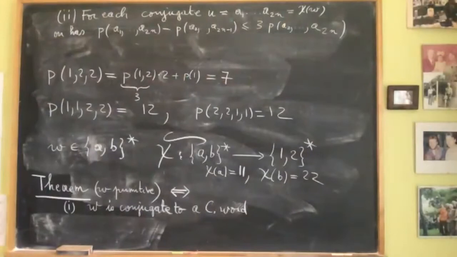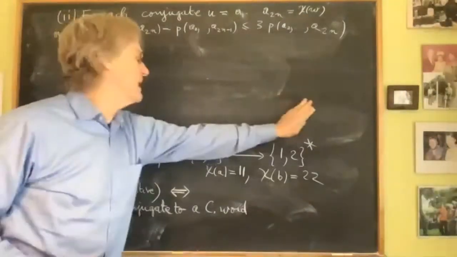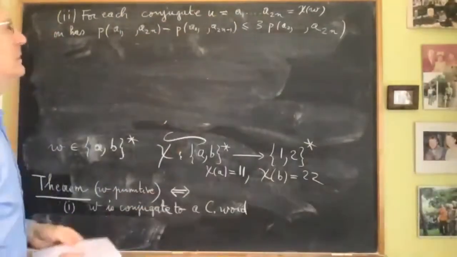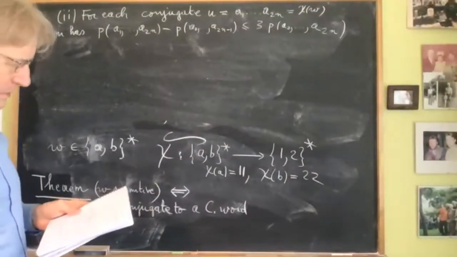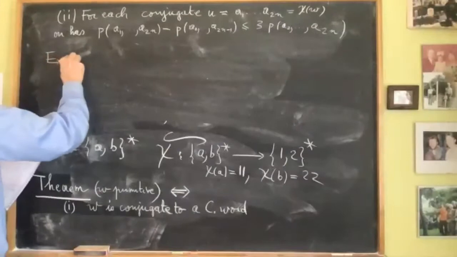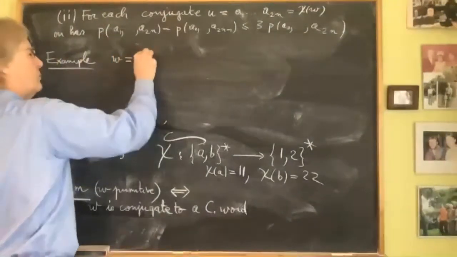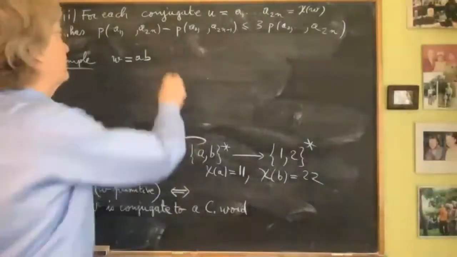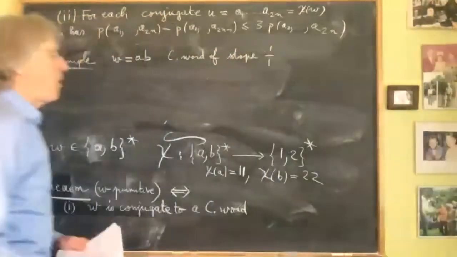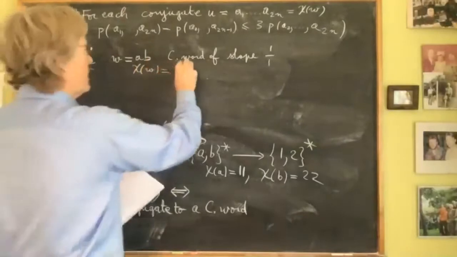So this is the condition, the characterization. Here is the Christoffel word, and here is some arithmetical condition. Let me show an example. The example is very small, because otherwise the calculations are too big. I take simply AB. It's a Christoffel word of slope 1 over 1, so 1. And so chi of W is equal to 1, 1, 2, 2.